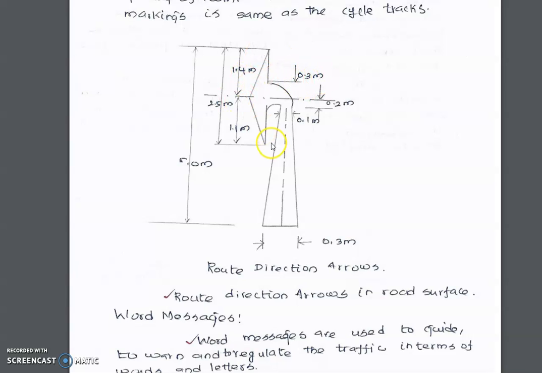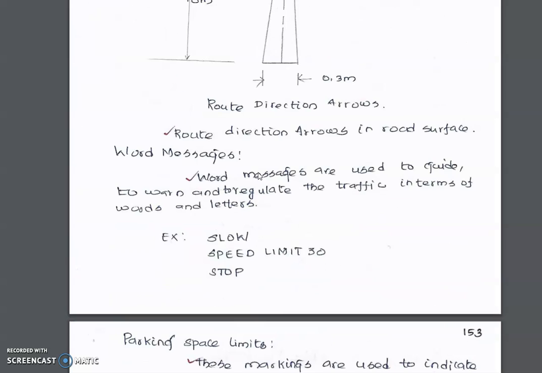So for the arrow mark at the end of the area, at the horizontal angle we have to take 2.5 meter continuously. So we have to mark the mid portion, the intersection location 1.4 meter to 1.1 meter. So totally the entire span of this area is 5 meter. So the route direction arrow, this kind of diagram we have to represent on the road surfaces.